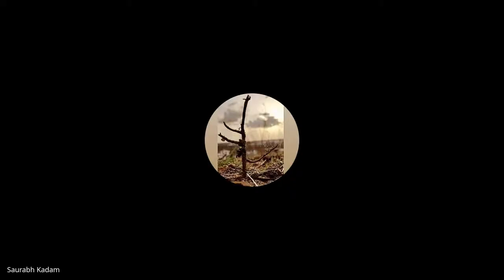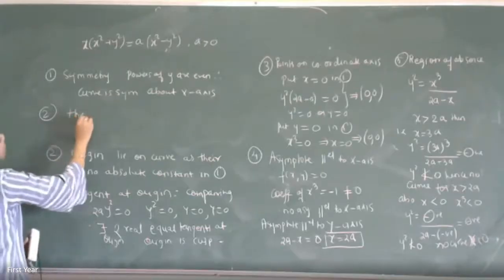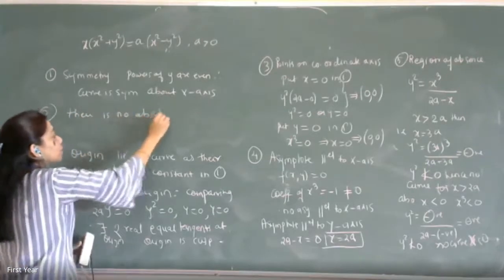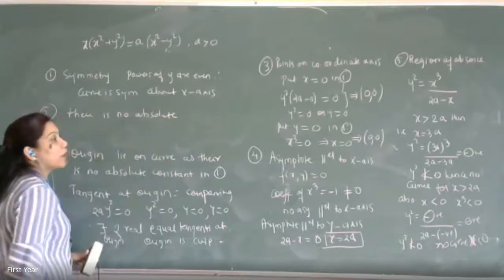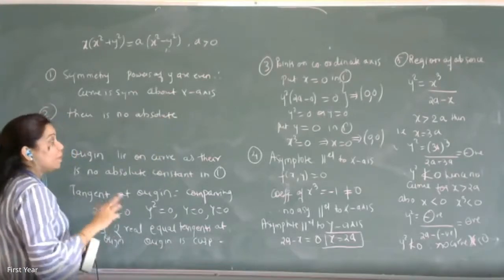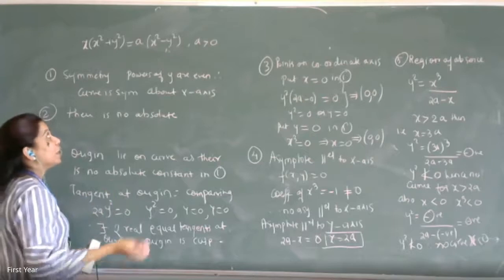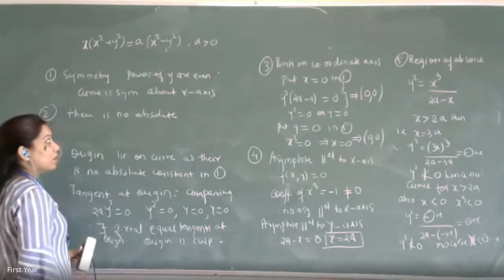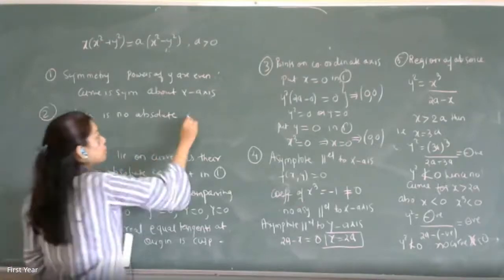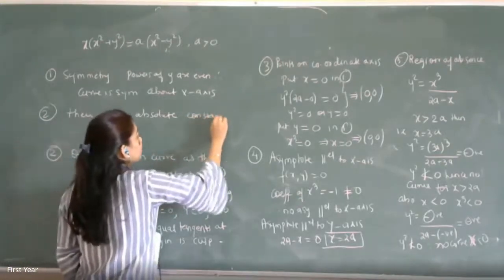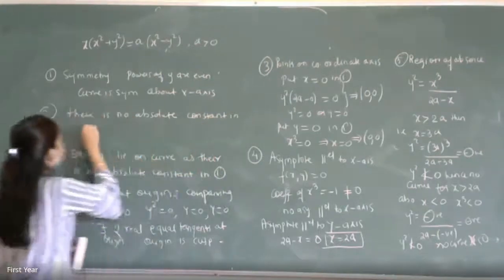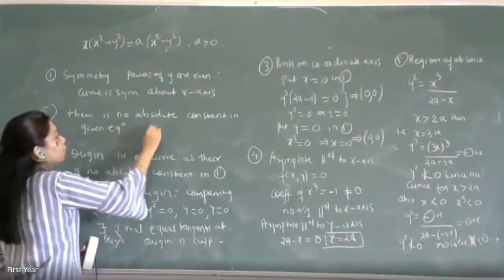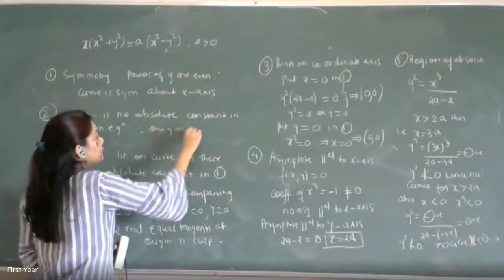Then, second point, whether the origin lies on the curve or not. There is no absolute constant. An absolute constant should be present alone without any variable. Here a is present with the help of these two variables, so it's not an absolute constant. So there is no absolute constant in the given equation of the curve. Therefore, the origin lies on the curve.